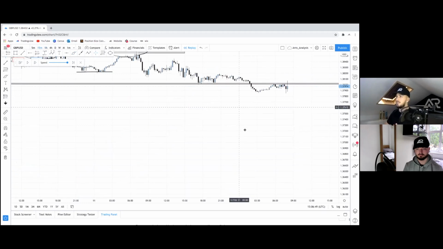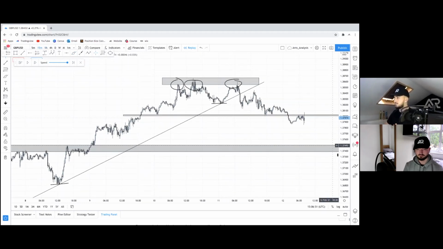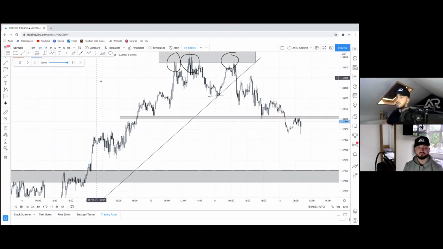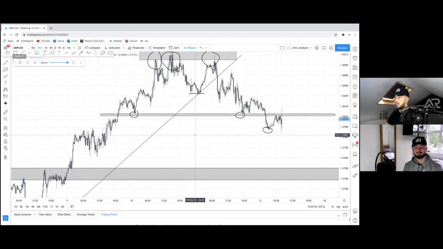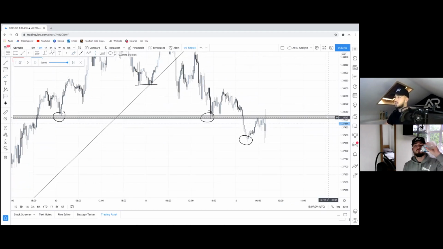If I jump it down to the 15, you can see that price was using this level here as support, and then price finally broke through here, and this was our confirmation of a shift in market structure. And then we allowed for price to pull back, and then that's when we were looking to take our sell position. So how did we actually take our sell position?